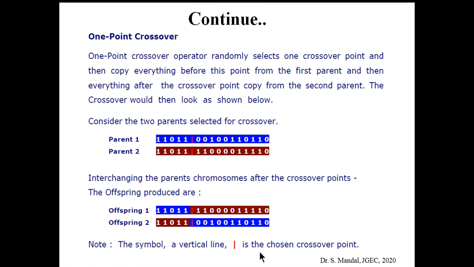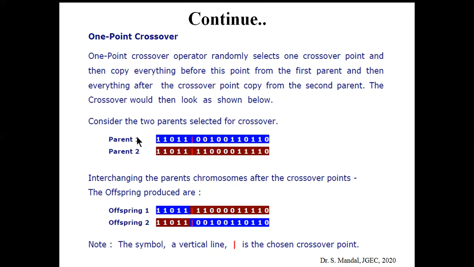Now coming to the next slide, this one explains the 1 point crossover. So what is 1 point crossover? The 1 point crossover operator randomly selects one crossover point, and then copies everything before this point from the first parent, and everything after the crossover point from the second parent. You can see this is the first parent, the corresponding binary pattern of the solution, and this is the corresponding binary value of the second solution. Now the user can define this one as the crossover point for the corresponding crossover operator.